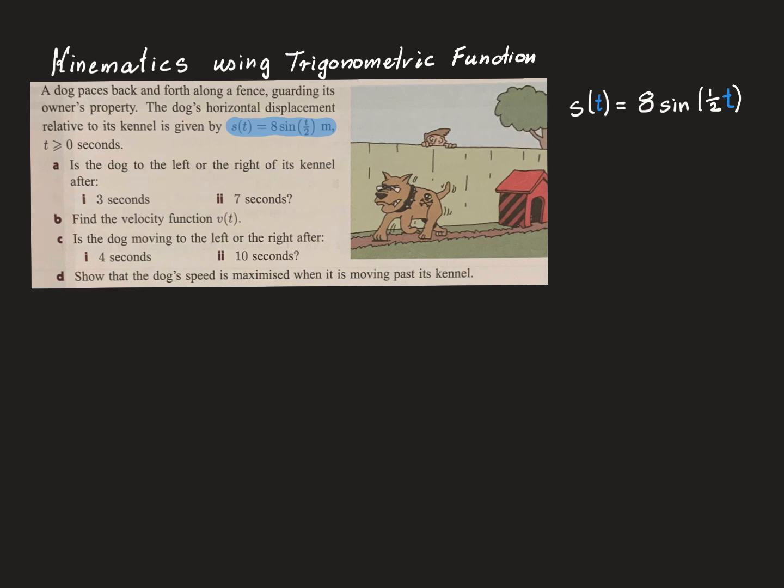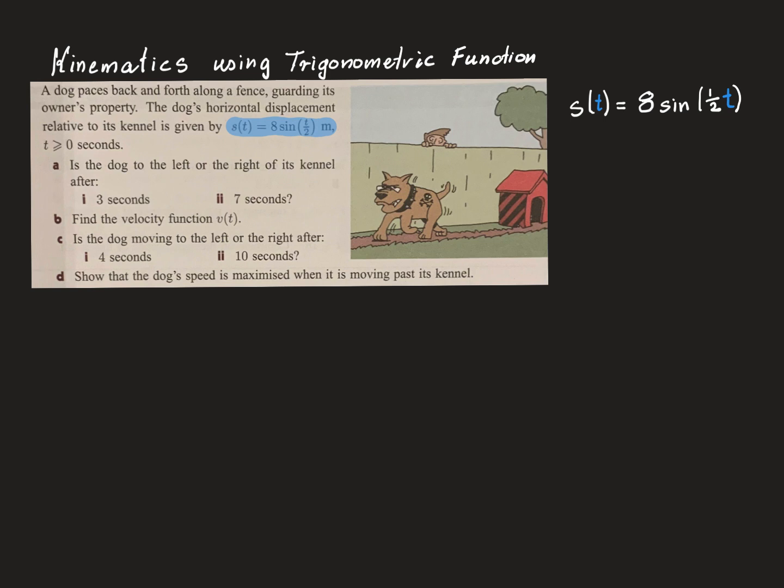The dog's horizontal displacement relative to its kennel is given by this sine function. In essence, it's really easy to calculate whether the dog is on the left-hand side or the right-hand side, just by substituting t equals 3 and t equals 7 into this equation. Using the graphics calculator, we just get 7.9799 meters.